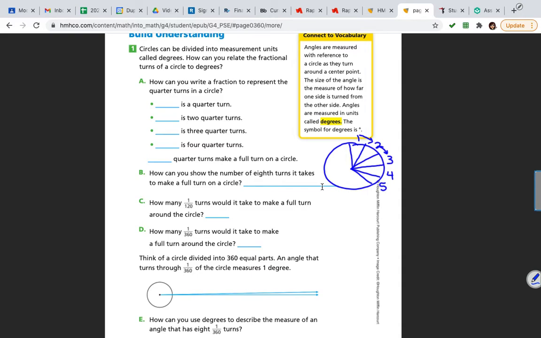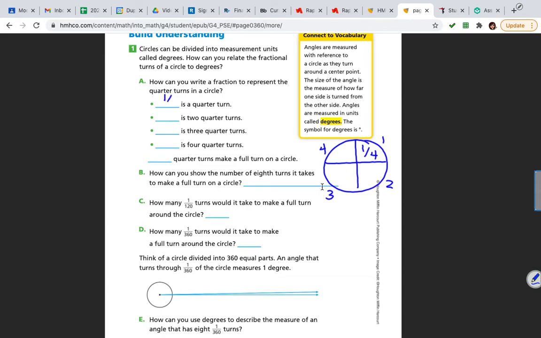Number 1, circles can be divided into measurement units called degrees. How can you relate the fractional terms of a circle to degrees? So how can you write a fraction to represent the quarter turns of a circle? So thinking back to that first picture on the first page, if we had a quarter turn, remember quarter is 1/4, and we start here, that's 1 turn, 2 turns, 3 turns, 4 turns. It says blank is a quarter turn. So 1/4, this first piece is 1/4 turn.